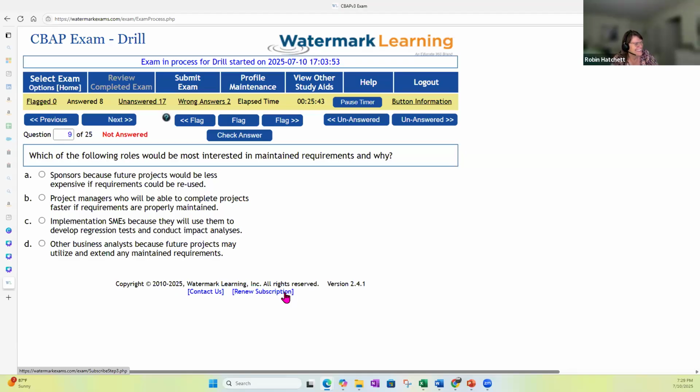Which of the following roles would be most interested in maintained requirements? This is not maintaining requirements, but maintained requirements, and why? So we have a task about maintaining requirements, is that right? Maintain requirements is in the requirements lifecycle management. Which one of these roles would be most interested?